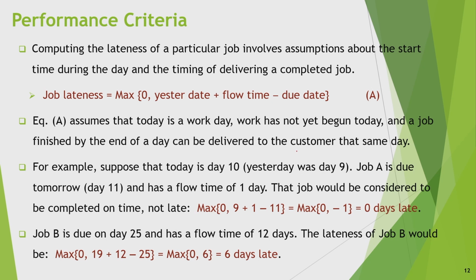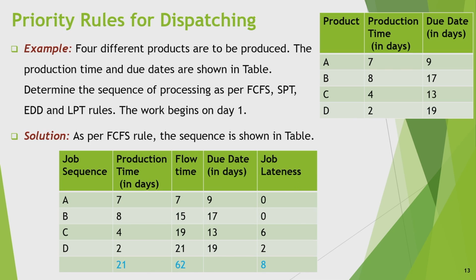So, lateness is 0. This is 0 days late. Job B is due on, suppose, 25 and has a flow time of 12 days. The lateness of job B would be maximum of 0 and, let us say, previous date 19 plus 12, the flow time, minus 25, the due date, which is 6. So, 6 days late. So, you can find out how many days something is late. Now let us talk about priority rules for dispatching, in what way the jobs should be given to the machine.